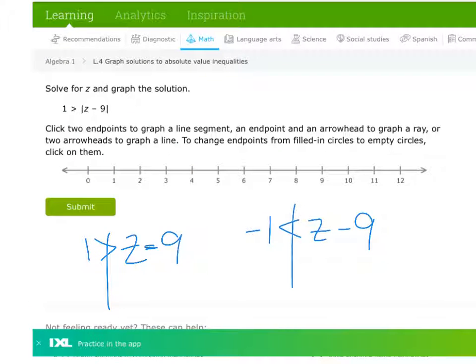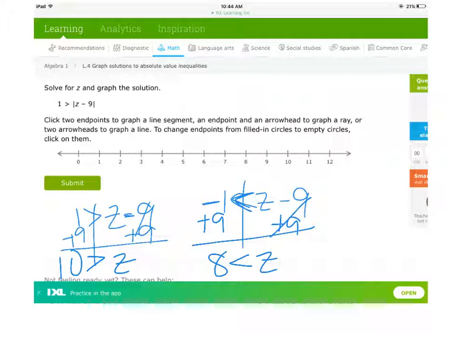For the second example, I chose this because it's kind of written backwards, but we're still going to do it the same way. One inequality looks exactly the same. The other, I changed the symbol here and I changed the sign. So we're going to solve for z for both. When they're solved, we get that 10 is greater than z and 8 is less than z.